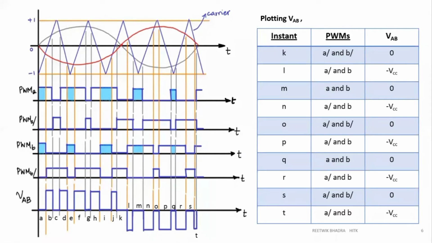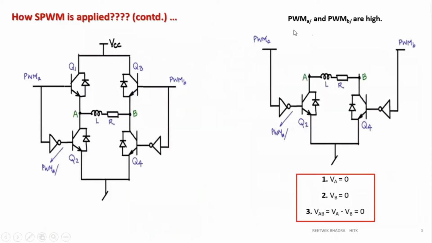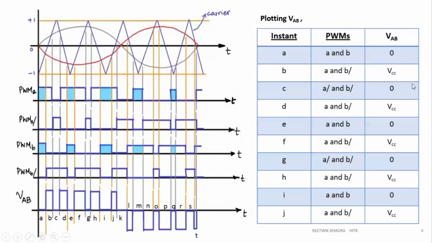Now, next we'll analyze the points K to T. Next 5 points will be your point of study. So what is the K point? At K point, B bar is high and A bar is high, right? So we'll get A bar B bar. Now you go to your slides over here. A bar B bar means VAB is equal to 0.